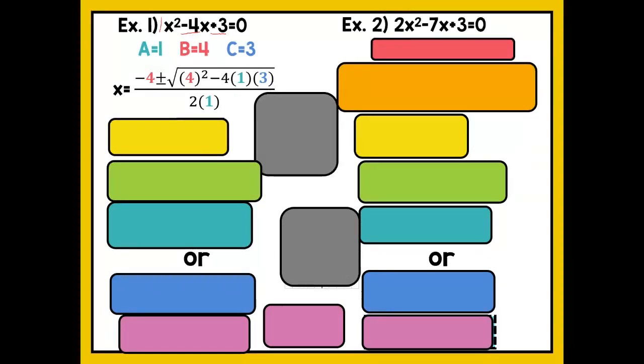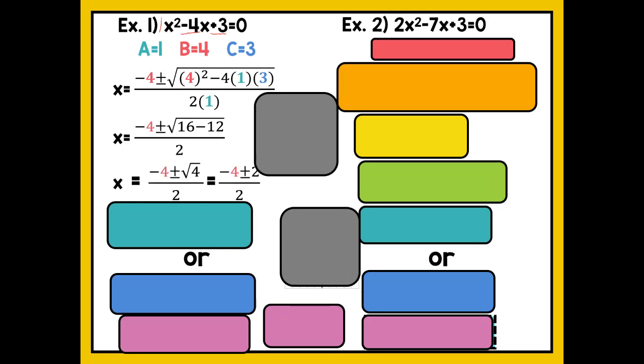So let's go ahead and start simplifying what's underneath the radical sign. We can see that 4 squared can be simplified to 16. And we can multiply 3 times 1 times -4. So we'll do that and get -12. So already it's looking a lot better. The next step will be continuing to simplify what's under the radical sign. 16 minus 12 is 4.